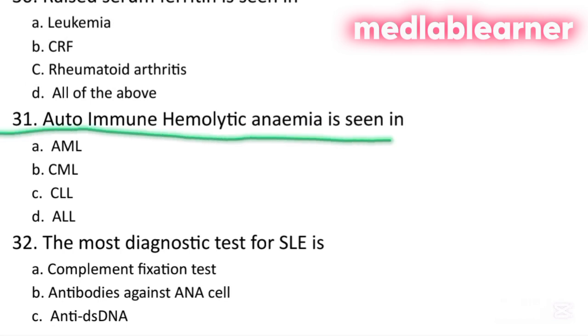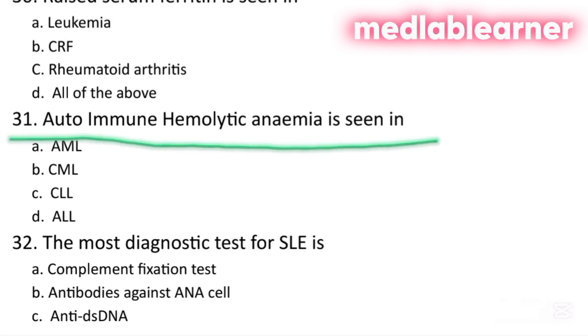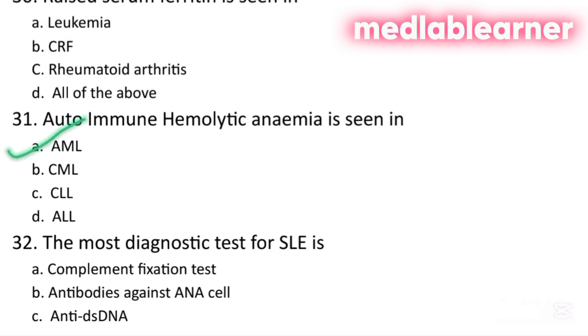31. Autoimmune hemolytic anemia is seen in A. AML, B. CML, C. CLL, D. ALL. Answer will be C. CLL. In chronic lymphocytic leukemia, autoimmune hemolytic anemia is seen.